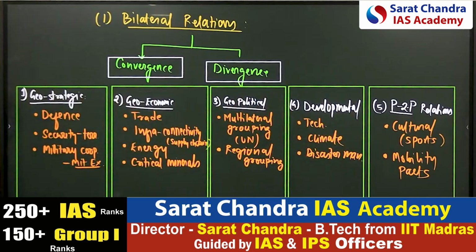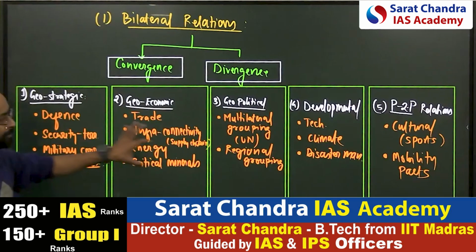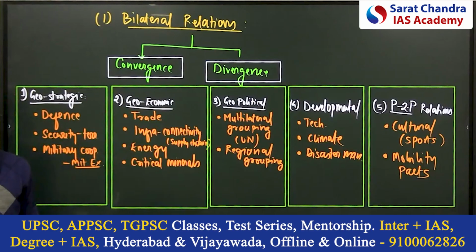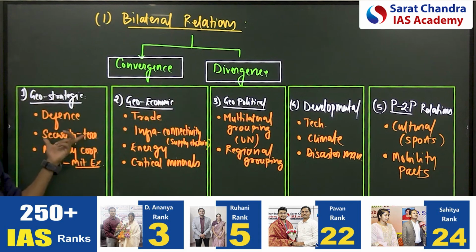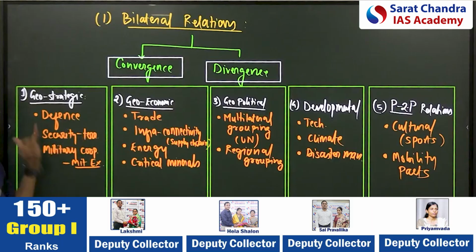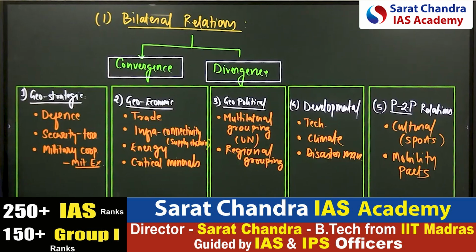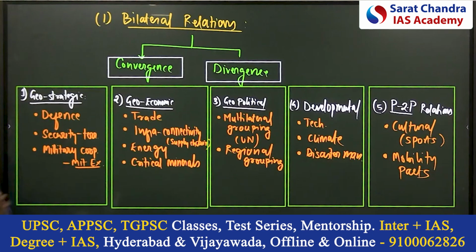Now this convergence and divergence, both sides you can use the same dimension, isn't it? The convergence in the geostrategic defense. Now the divergence, what can be there? The India-Pakistan divergence, if you want to write, terrorism is the major issue, right? You can talk about the lack of military cooperation, conflict between the militaries. We can talk about the poor defense collaboration, something like that.